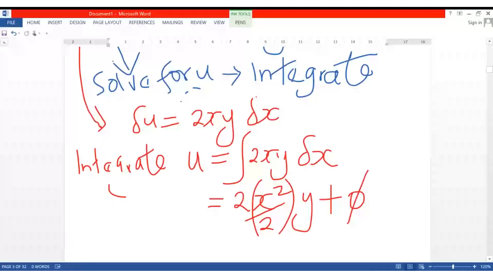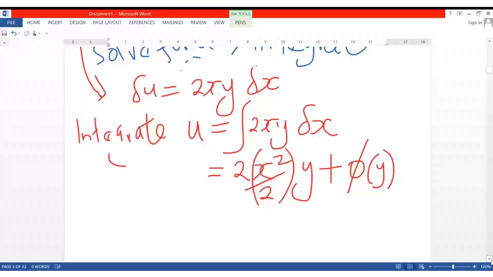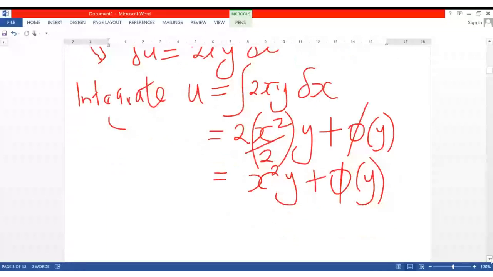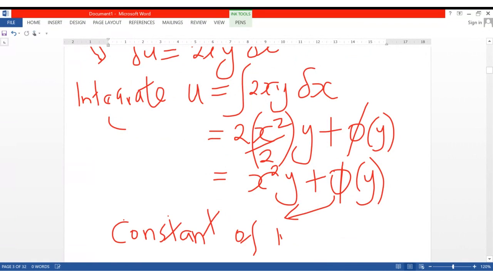A function of what? A function of y. So the constant of integration, we call it phi, a function of y. So this one will remain as x squared y plus phi of y. So phi of y is a constant. Instead of introducing the normal constant of integration, because I'm integrating partially, it shall be a function of y. So remember that one will always be a function of y.